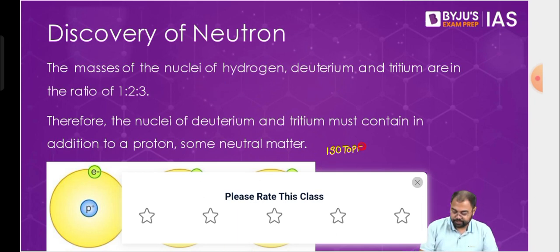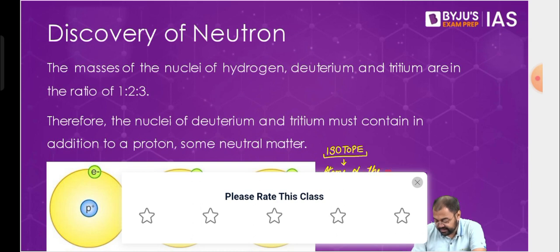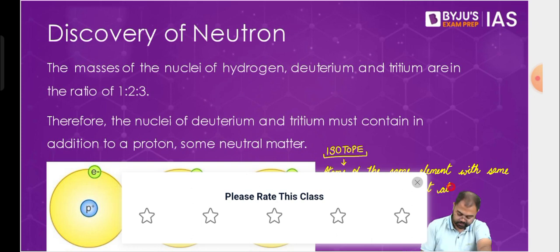Something called an isotope. So how do we define an isotope? Isotopes are atoms of the same element with the same atomic number but different mass number. So atoms of the same element which have the same atomic number but different mass number.